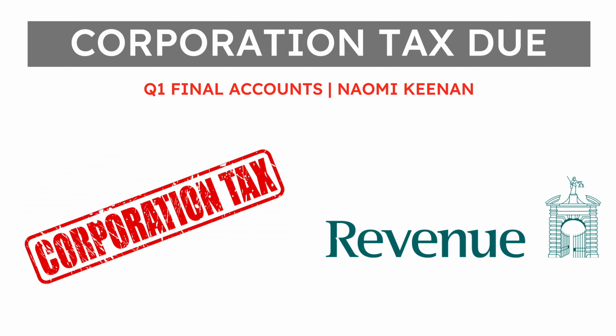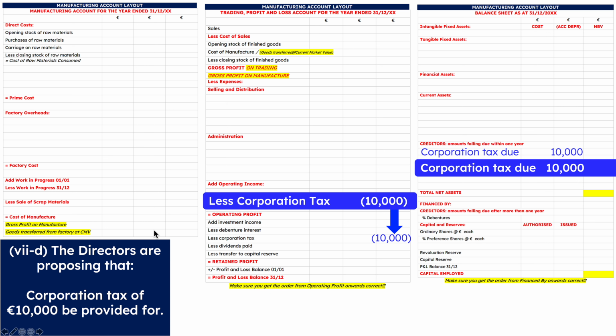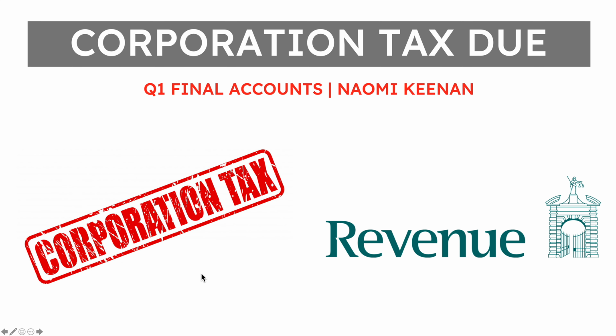And that's basically it. Just a reminder, it's so important to get from the operating profit downwards correct. That is really important there. And that is the corporation tax due adjustment.